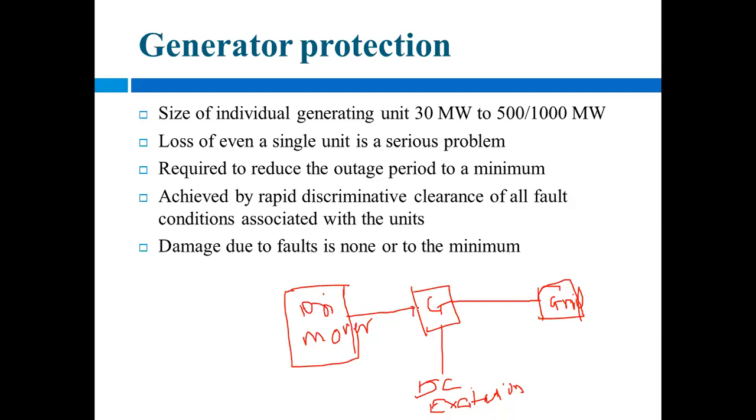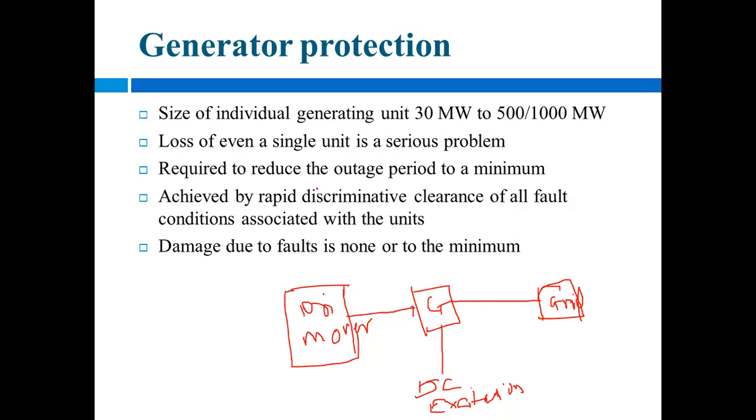If there is a fault in the generator, when we are using a generator and any fault occurs, that is due to the prime mover. If there is a failure in this prime mover, it will affect, but the more effect is on the grid and also due to the DC excitation. So in generator protection, the size of individual generating units is 30 megawatt to 500 to 1000 megawatt. This is the generating unit capacity.